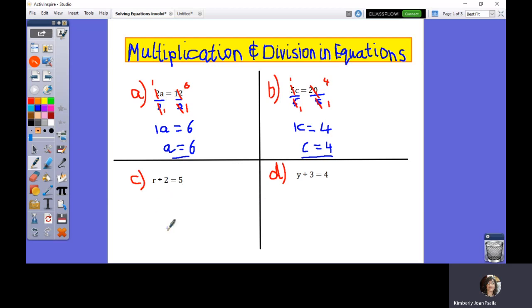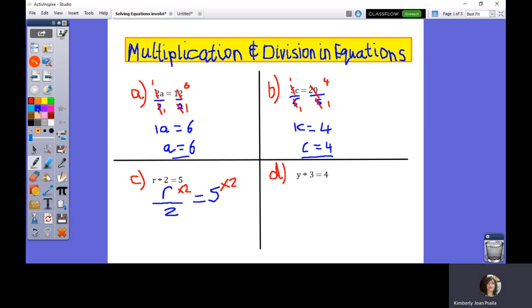Now, when we come to division. Here we have r divided by 2 is equal to 5. I suggest you write this equation in this form: r all over 2 is equal to 5. Why am I doing this? Since we have division by 2 here, I can multiply by 2 in order to get rid of it. Since we have division, the inverse of division is multiplication, and we also multiply by 2 on the other side.